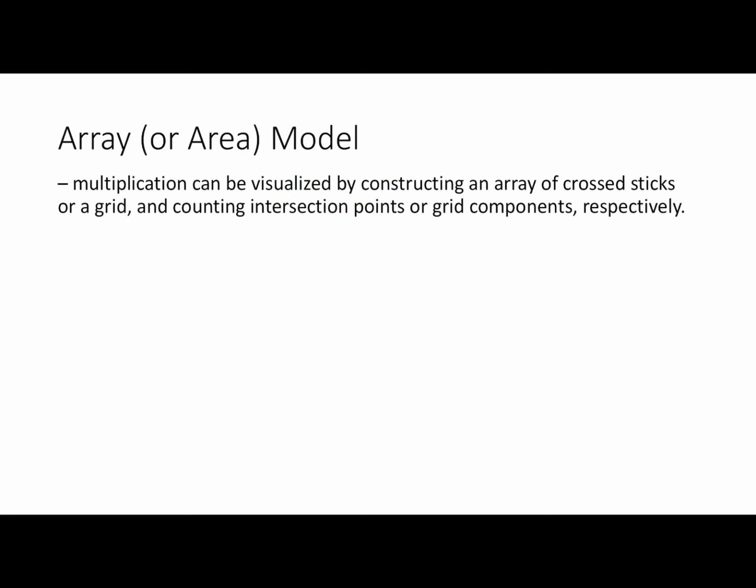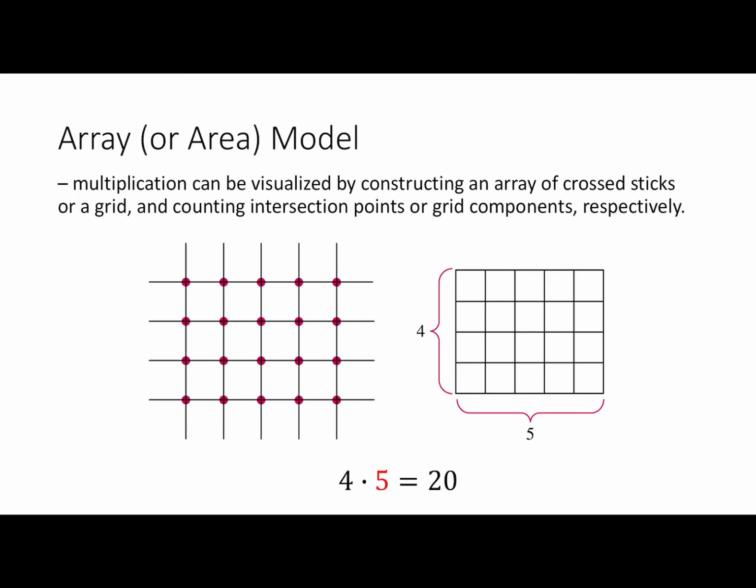The area or array model is going to illustrate multiplication as constructing an array of crossed sticks or a grid and counting intersection points with the cross sticks or grid components with the grid. Okay, so here I'm doing 4 times 5. You can see on the left with the sticks, I've drawn 4 sticks going horizontally and 5 sticks going vertically. And if I count all the intersection points, I get that there are 20 intersection points. This is the array.